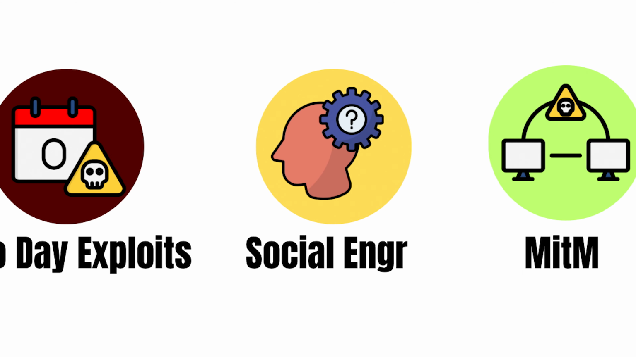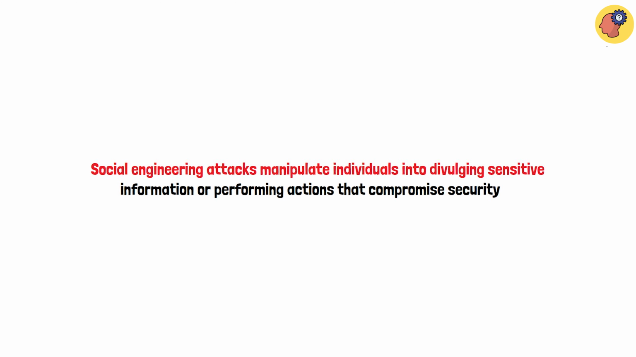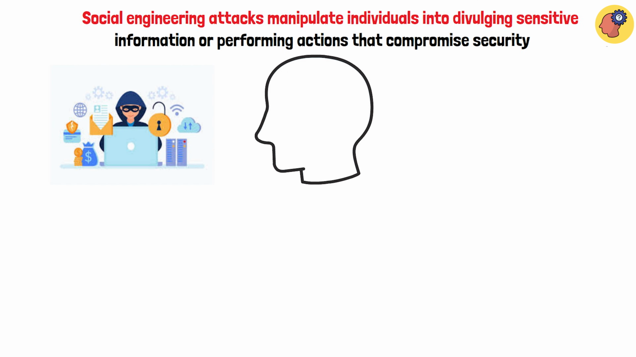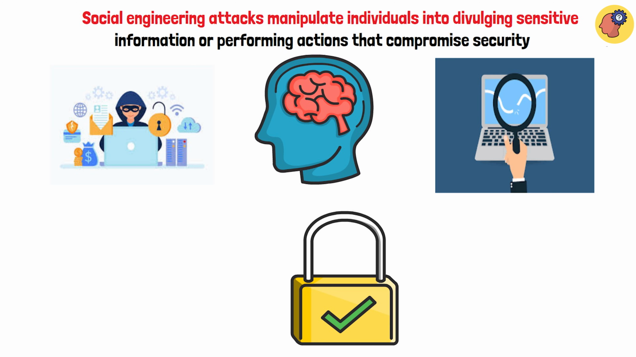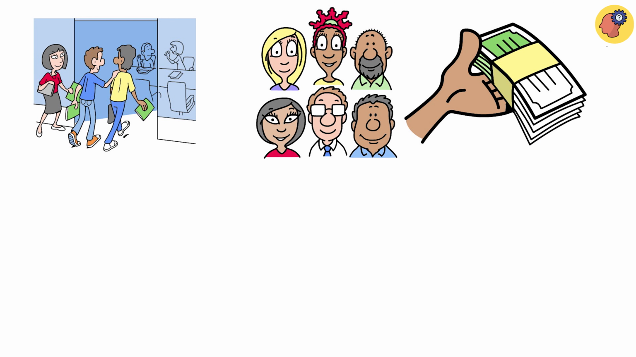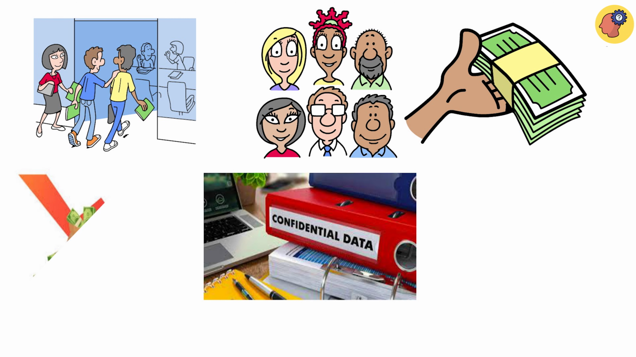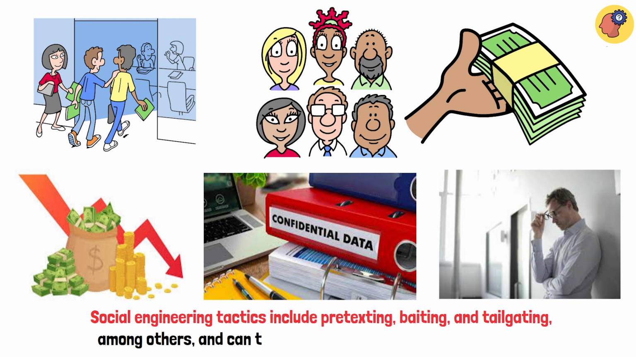6. Social engineering attacks. Social engineering attacks manipulate individuals into divulging sensitive information or performing actions that compromise security. These attacks often exploit human psychology and trust, making them difficult to detect through traditional security measures alone. An example is CEO fraud, where a cybercriminal impersonates a company executive to trick employees into wiring money or disclosing confidential data, leading to financial losses and reputational damage. Social engineering tactics include pretexting, baiting, and tailgating, among others, and can target both individuals and organizations.